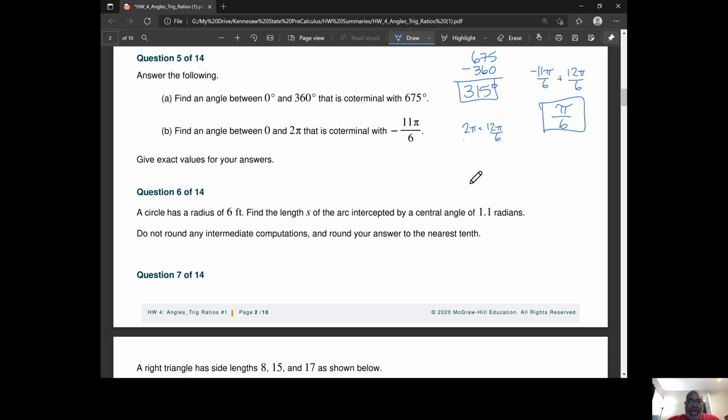Something that I kind of slid by that I don't want you to slide by is, it says give exact answers, or exact values for your answers. That means don't round. There's no rounding. You should have an exact number. Keep that in mind.